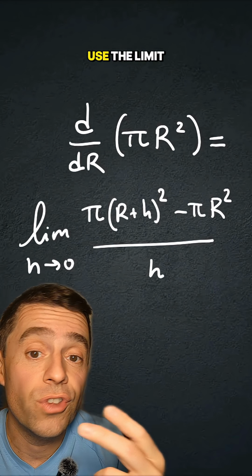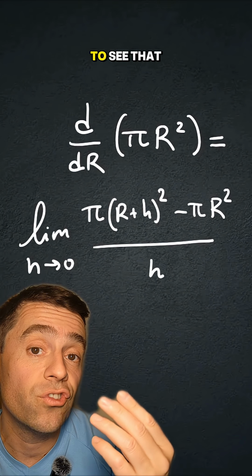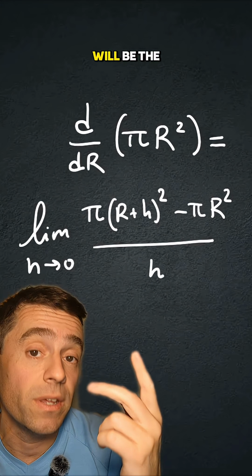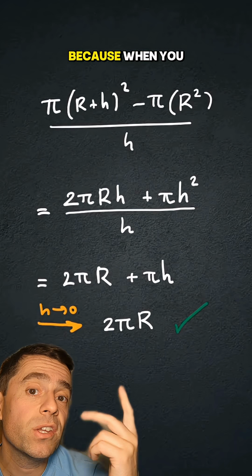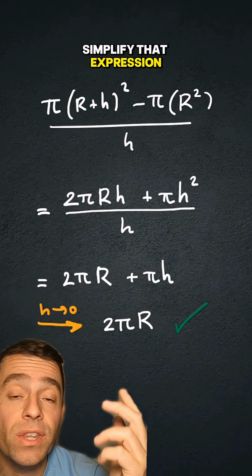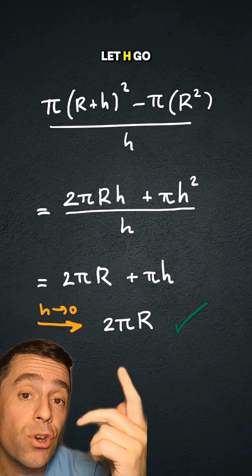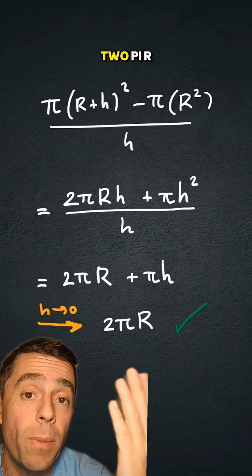We can of course use the limit definition of derivative to see that this actually happens, that the derivative of the area will be the circumference of the circle, because when you simplify that expression, the difference in areas divided by h, and then let h go to 0, you do get 2 pi r.